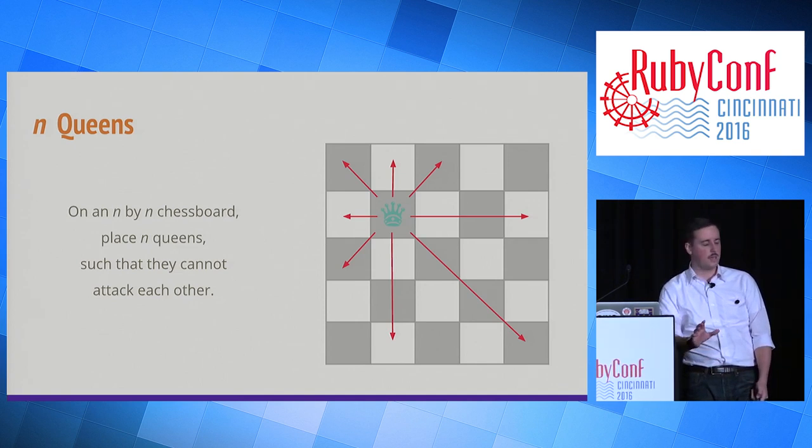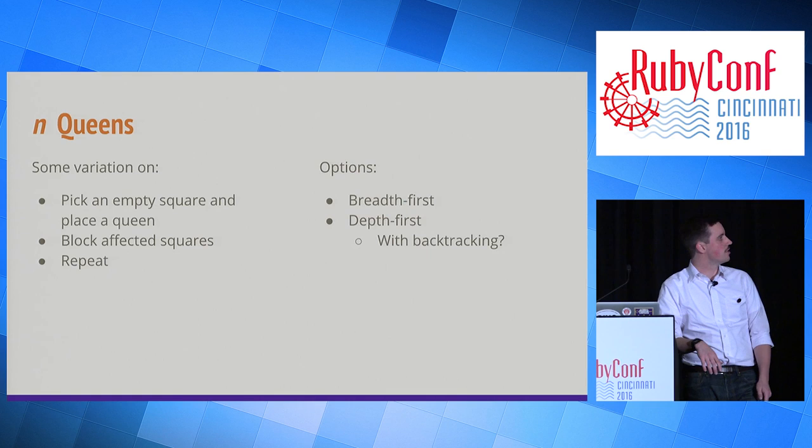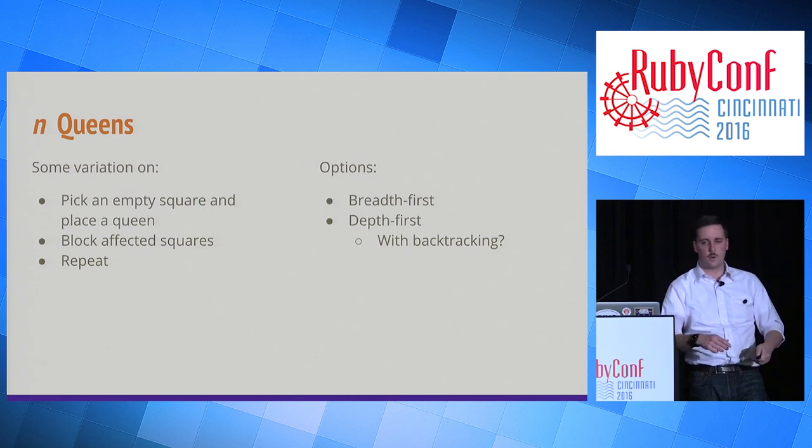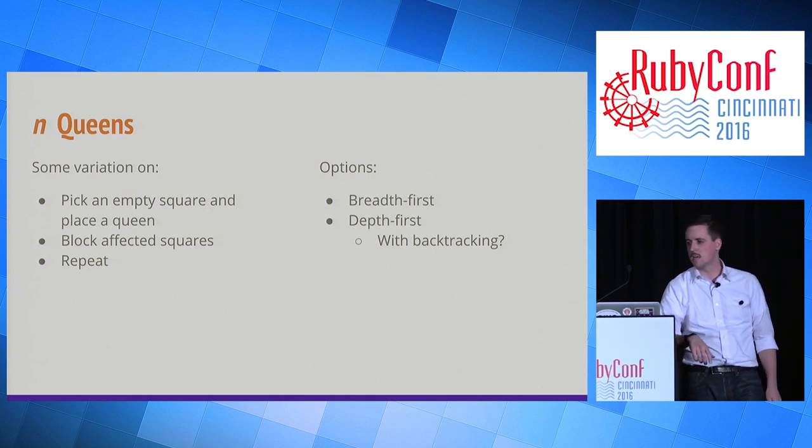Most of the approaches to solving this are going to look pretty similar. They're all going to have several features. You're going to basically be doing a search here. You're going to pick a square, put a queen on it, and see where that leads you. You're going to block off the affected squares, and then repeat the process. You're going to keep blocking off affected squares and trying out new squares for queens until you either run into a problem and you go backwards, or you find a solution.